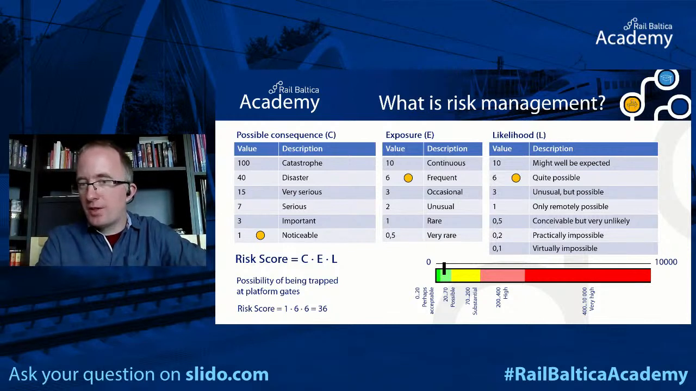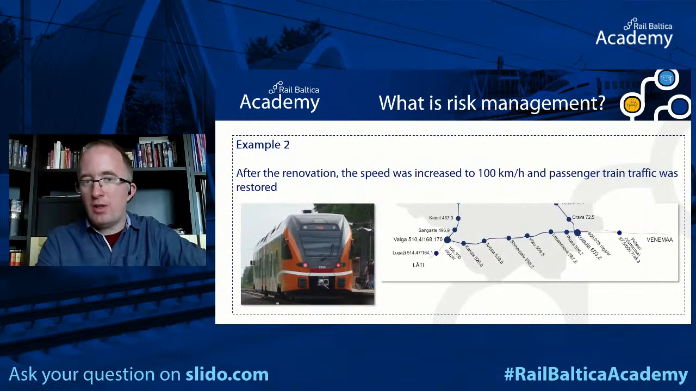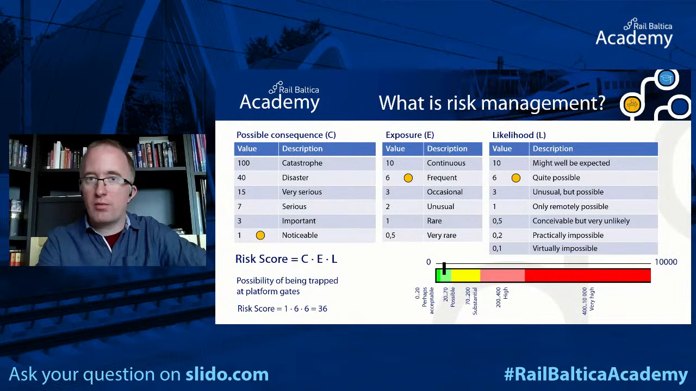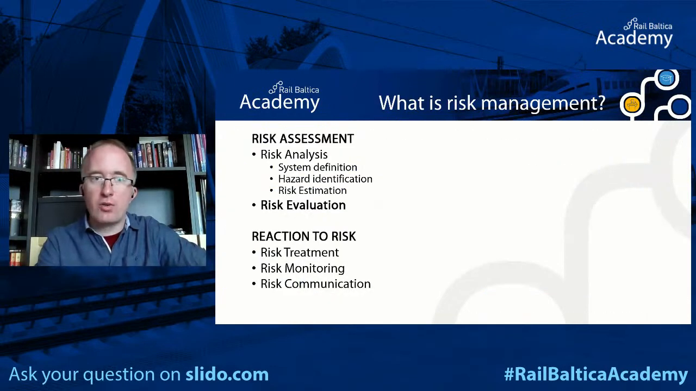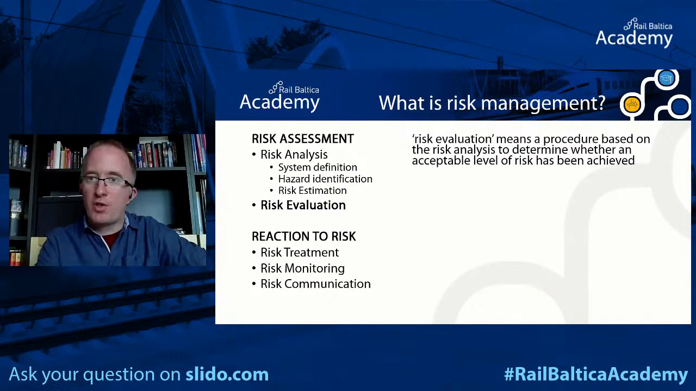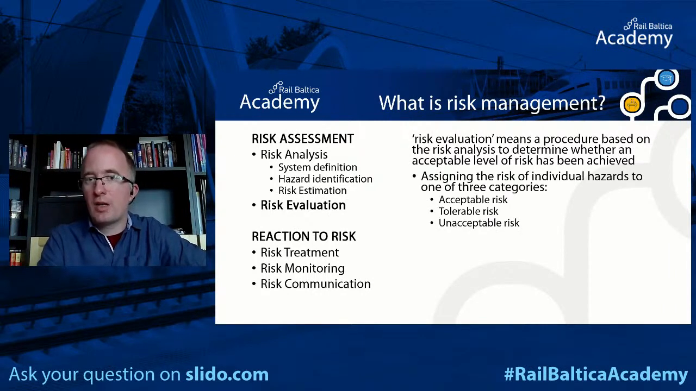And this scale which we have here does not belong to risk estimation anymore. It belongs to a risk evaluation, which is a procedure based on the risk analysis that should determine whether an acceptable level of risk has been achieved. So here we are assigning the risk of individual hazards to one of the categories: acceptable, tolerable, or unacceptable risk. Very often we use also colors here, with green, yellow, and red, respectively.